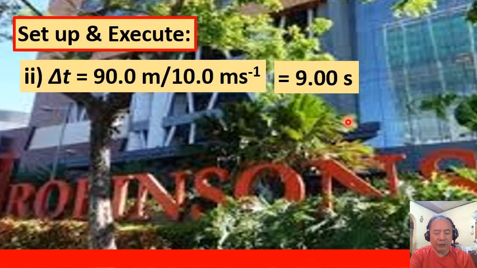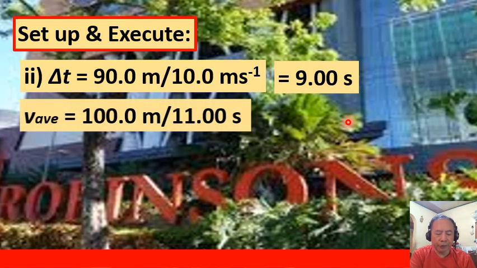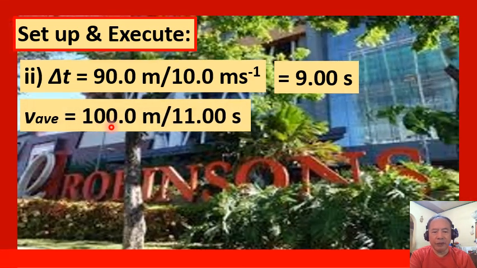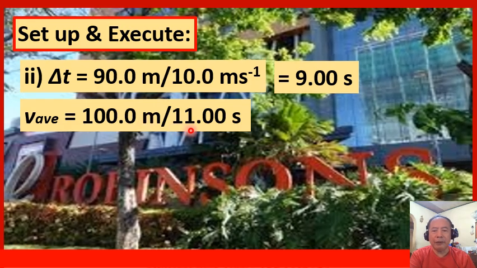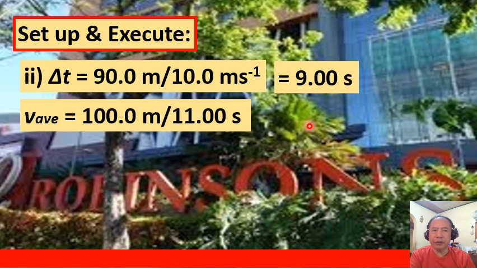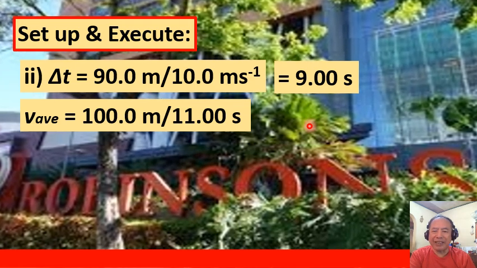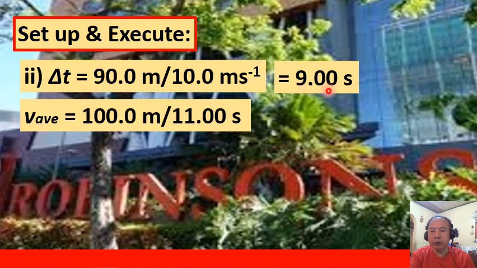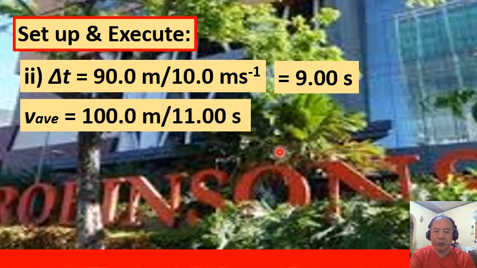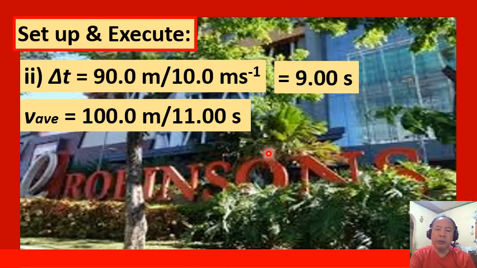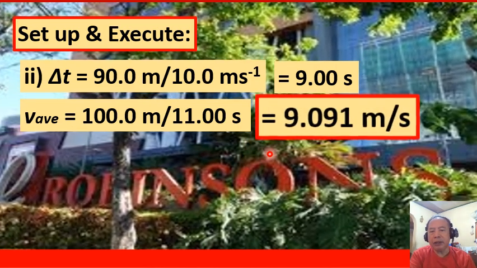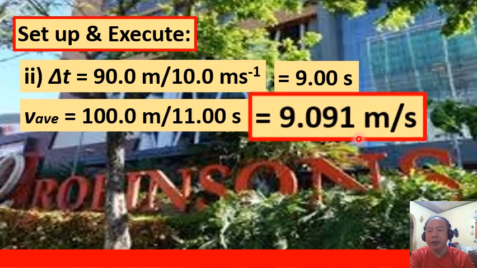So his average speed for this particular race would be 100.0 meters divided by 11.00 seconds. Again, we add the first 2.00 seconds to 9.00 seconds. That's how we got 11.00 seconds. So his average speed for the 100.0 meter run or event is equal to 9.091 meters per second in 4 significant figures.